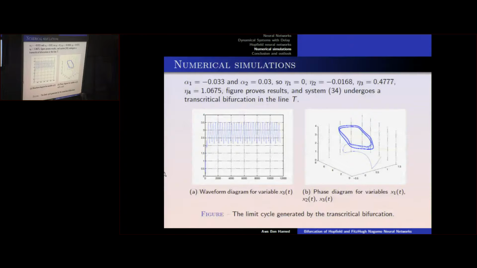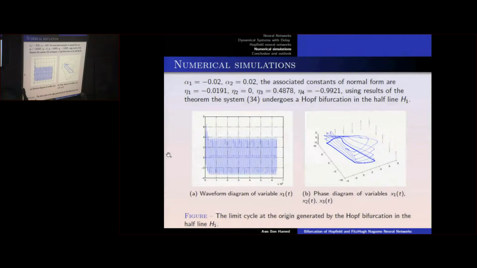So here, with some modification of alpha 1 and alpha 2, the parameters of C210 and C310, we will find the waveform of X3 and the phase diagram for the three variables X1, X2, X3, and we have here the torus critical bifurcation for the system, because eta 1 is equal to 0, eta 2 in this case is minus 0.0, eta 3 and eta 4 are 1.0. So we are in the first condition, and we have torus critical bifurcation.